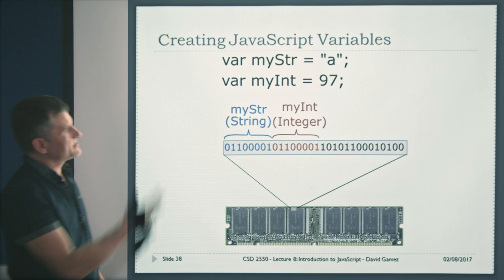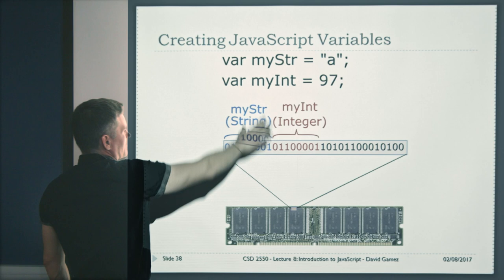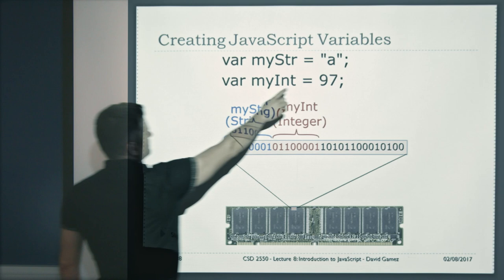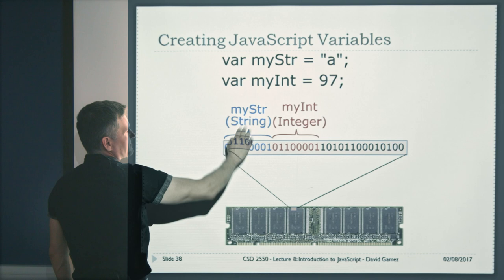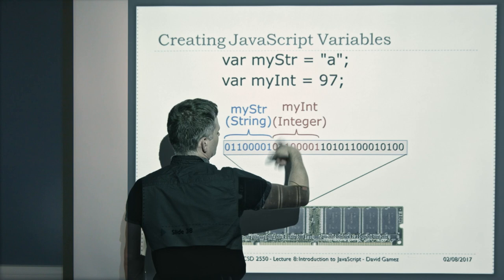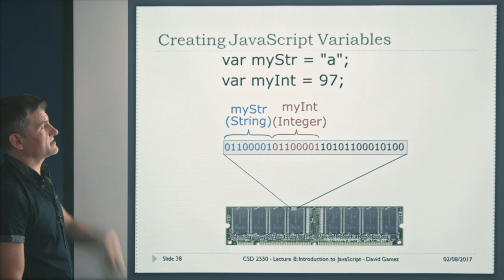So let's say we do var my string equals A. In this case, we're going to get control over some memory storage cells. Behind the scenes, because this is a string, the browser's going to keep a record of the fact that this variable is of type string. And then my integer is 97. Again, it's going to get control over a certain number of ones and noughts, and the browser will keep a record of the fact that this is an integer type.